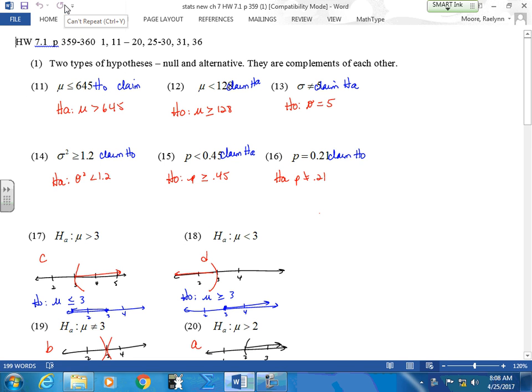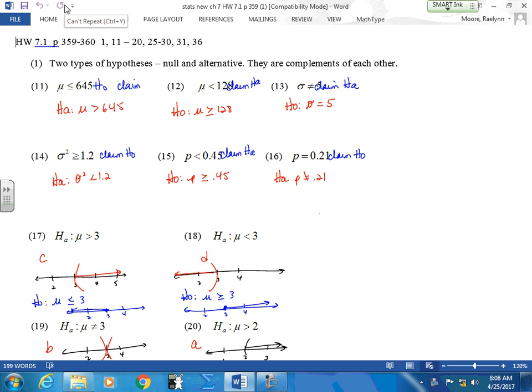The null is the H0. It contains the equal sign. The alternative, the HA, does not have an equal sign. It's the complement of whatever the null is. Work the claim first. The claim can be either one. The claim is the thing you're testing.